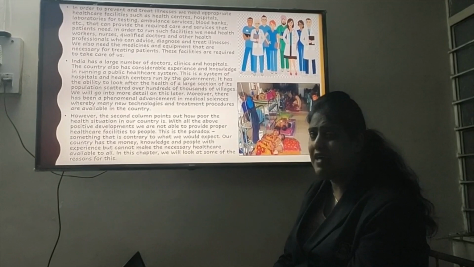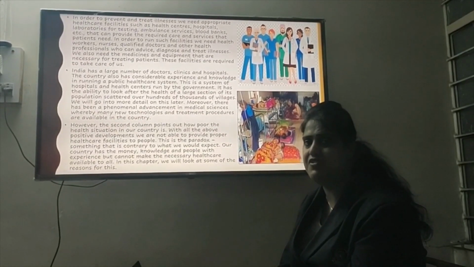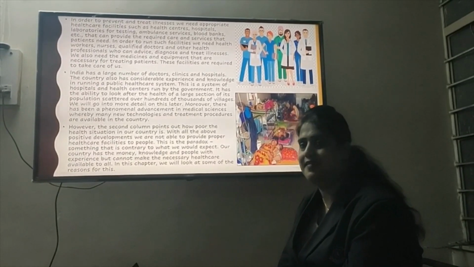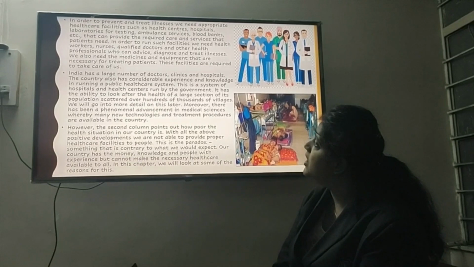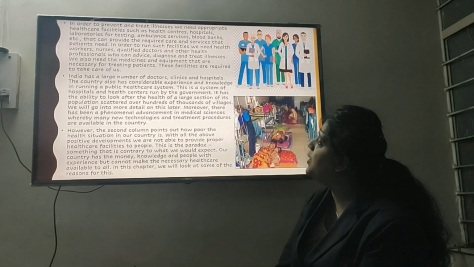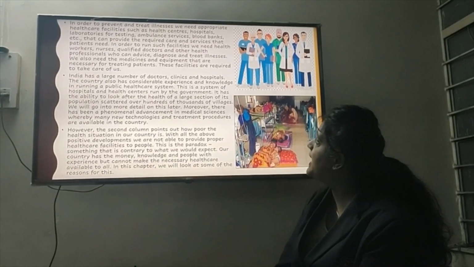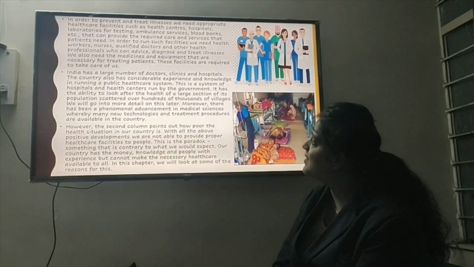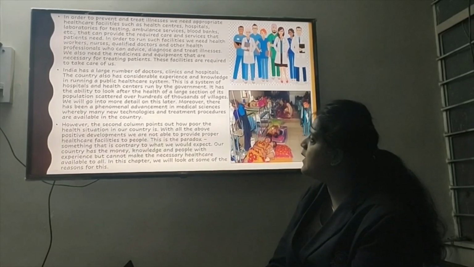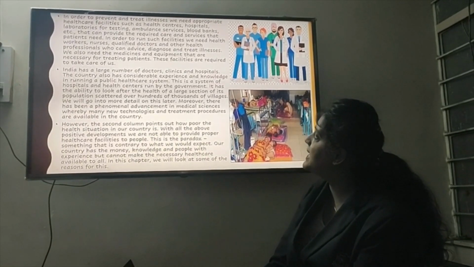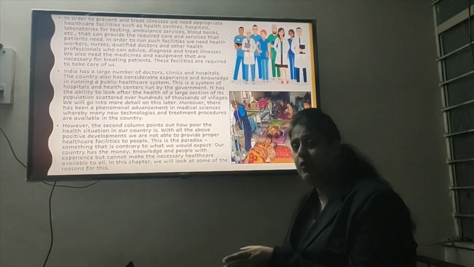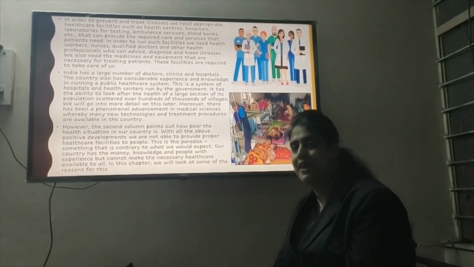So all these aspects come into consideration where a good hospital comes into existence that can provide the required care and services that patients need. In order to run such facilities, we need health workers, nurses, qualified doctors and other health professionals who can advise, diagnose and treat illness. We saw India produces 15,000 new qualified doctors every year.